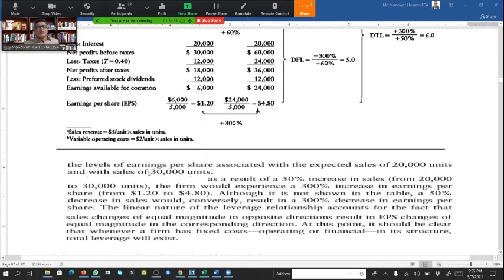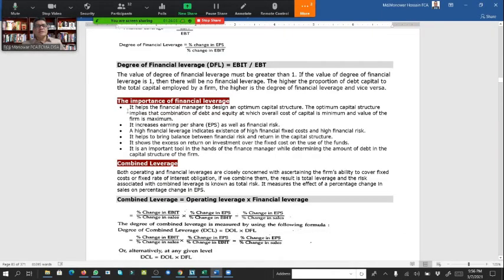So what is it saying here? Look here, the level of earnings per share associated with the expected sale unit: as a result of a 50% increase in sale from 20,000 to 30,000 units, the firm would experience a 300% increase in earning per share. That means it can be reverse also. What is important is that it helps the financial manager to design an optimum capital structure. That is the main thing.